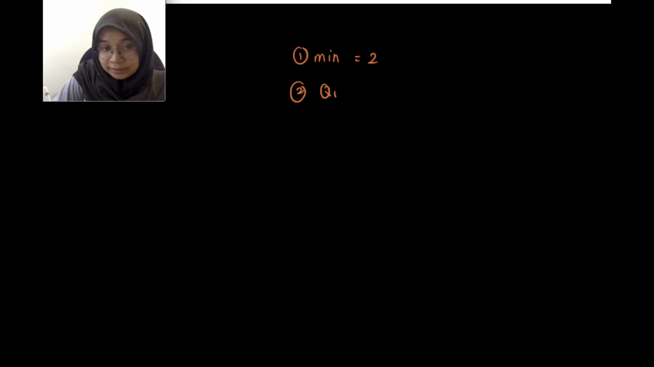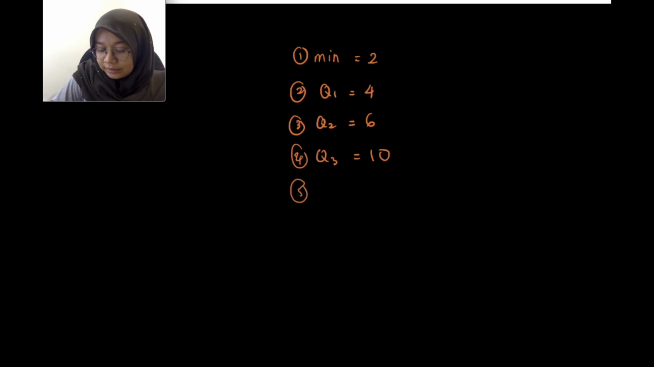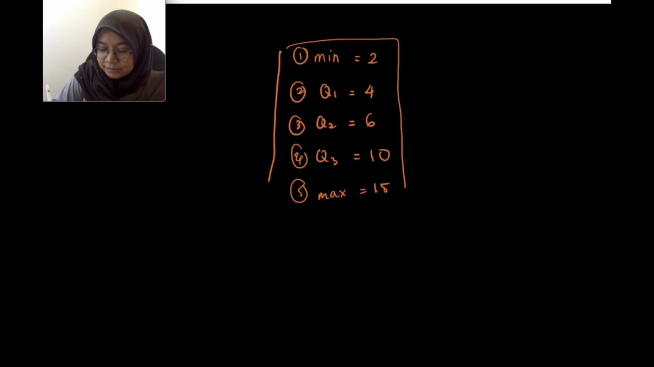Okay, minimum is equal to 2, Q1 is equal to 4, Q2 is equal to 6, Q3 is equal to 10 and maximum is equal to 15. So you have this 5 number summary. You want to draw the box plot.